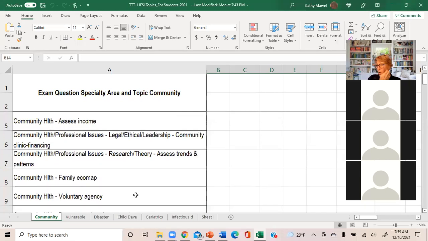What about family eco map? What might you get asked about that? First of all, nobody answered this during the review of the study guide. What's an eco map? You've got to know this. It's showing where the energy goes out of the house, family, or person. It's the social structure of that family within the community.